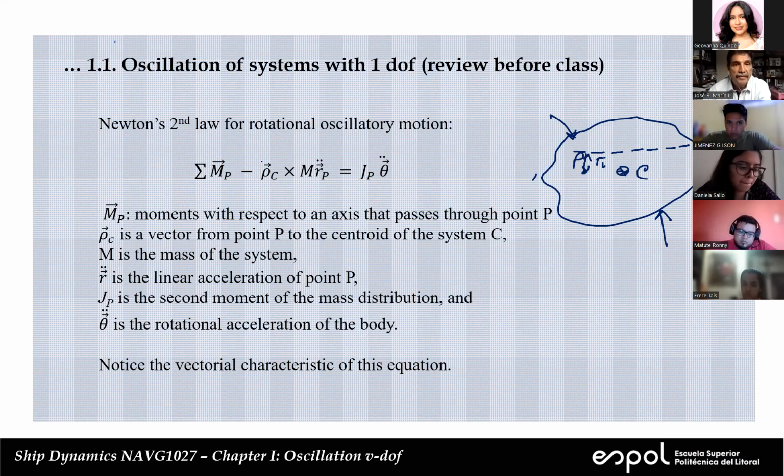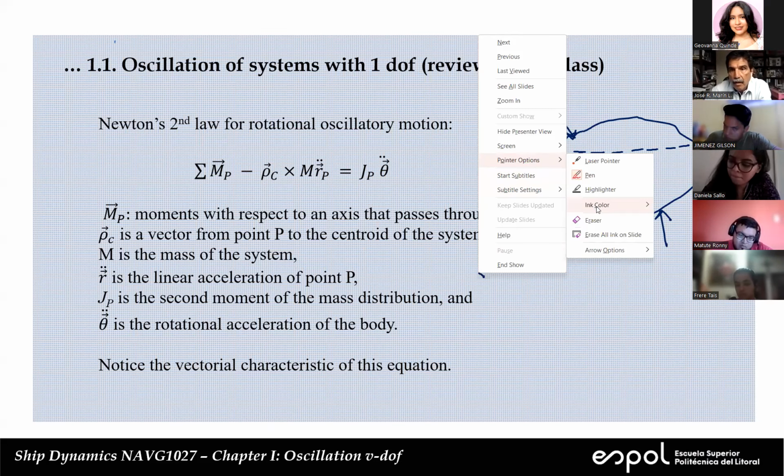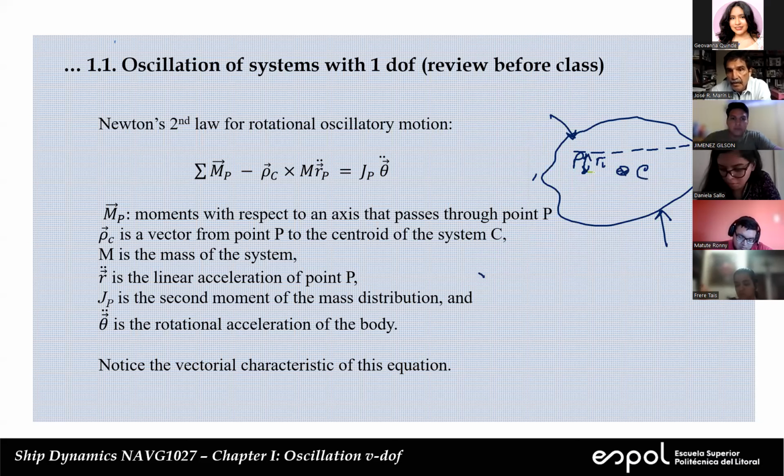Now this term here is very interesting, okay? This is a cross product, remember. So this is a vector relationship. Rho C is a vector which goes from P to C. Let me change color. So let's go green. So this is rho sub C.